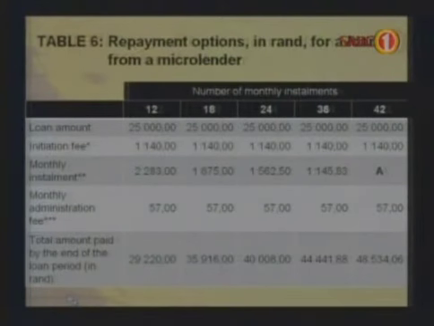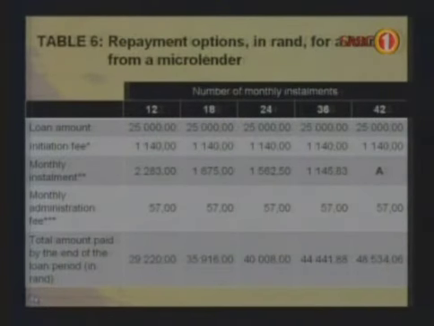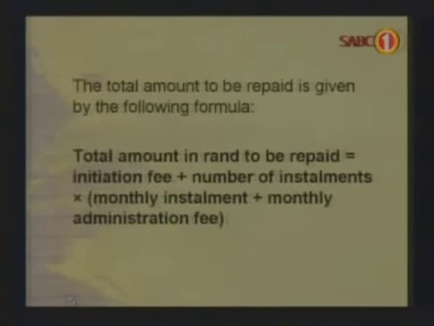If we have a look at our table, there are different repayment options in Rand for a loan from the microlender. Let's have a look at the questions that we need. If you look at this, you'll see that these have got a single star, a double star, and 3 stars. They explain to us what those different values are. The first one is an initiation fee, the amount charged by the microlender to process the loan application, payable when the loan has been approved. A monthly installment is the amount paid monthly, and a monthly administration fee is an additional cost that is added to the monthly installment.